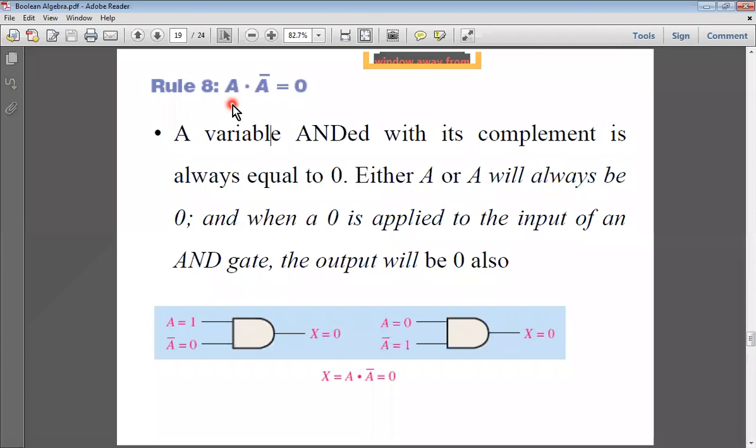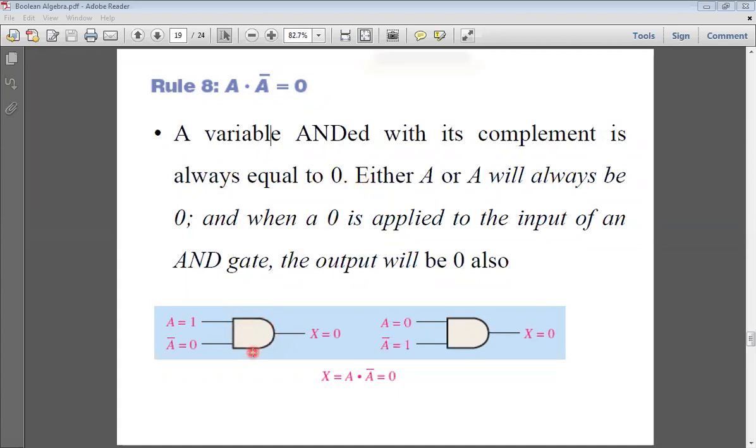Next rule, rule 8. A dot A bar equal to 0. What does this rule say? A variable ANDed with its complement, when you AND these two, what we get is 0. It means one input of the AND gate is A, the other input is A complement. Then in that case, the result is 0. A variable ANDed with its complement is equal to 0.